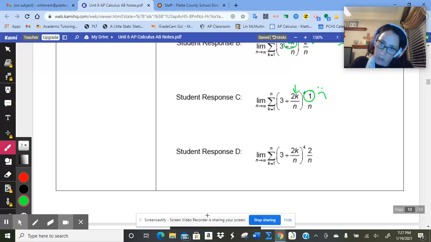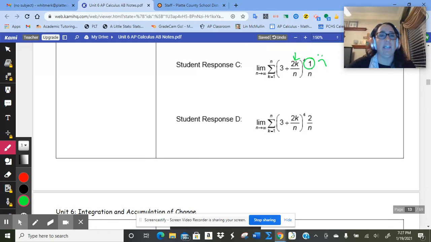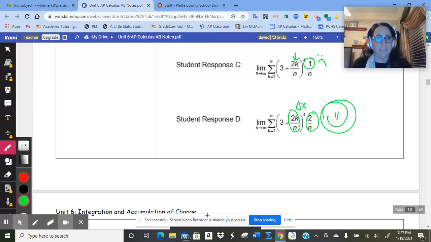And student D, which is you, because you're going to get these, you had the delta x was 2 over n, and you have the 2 over n here with your k for that delta x. You did it right.